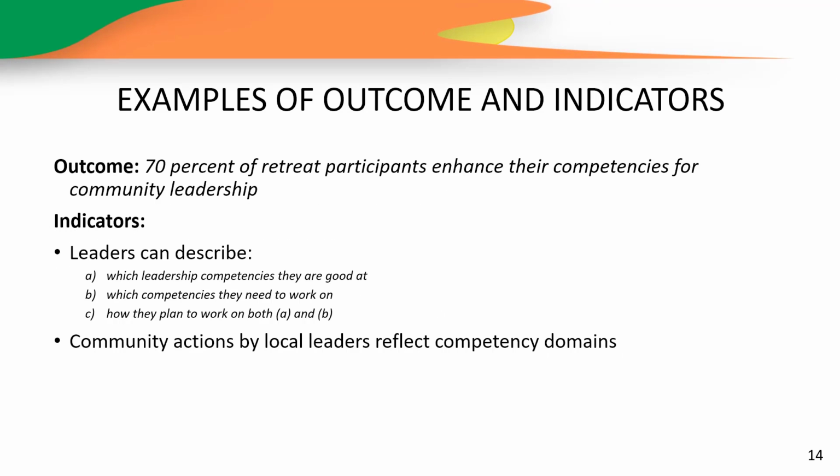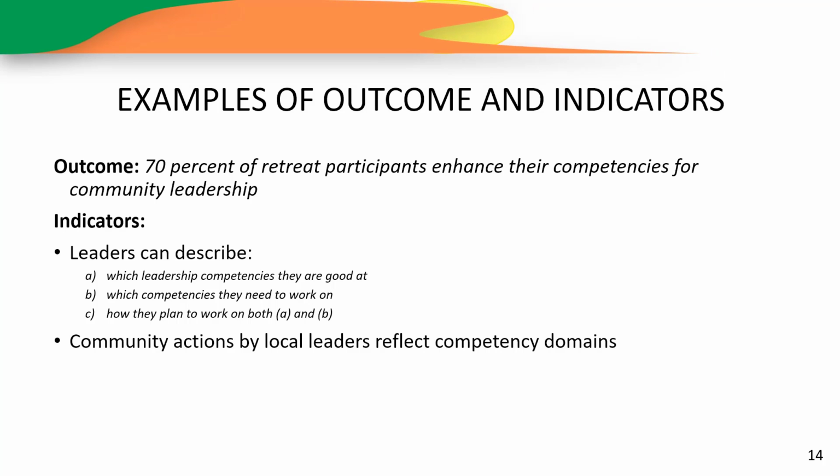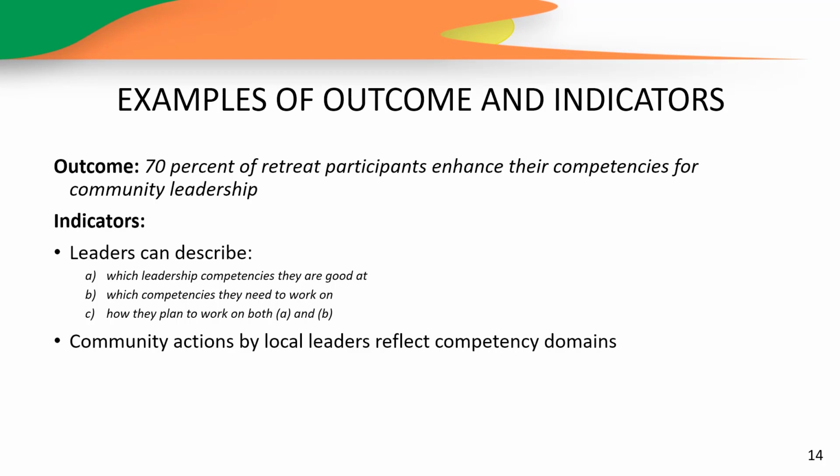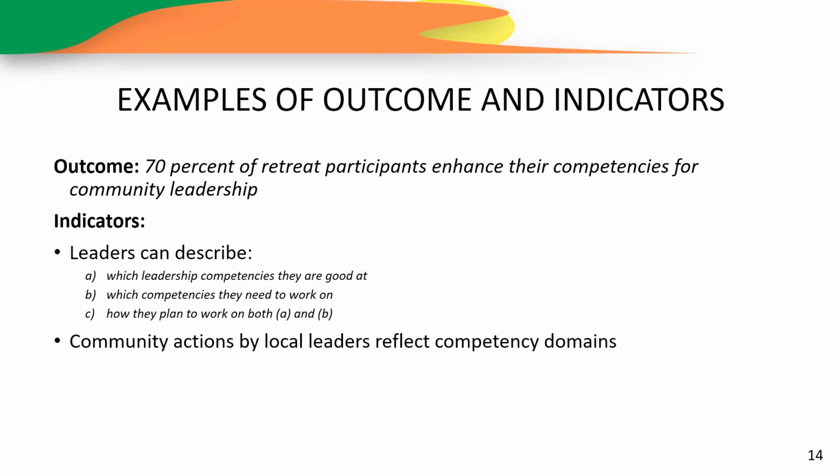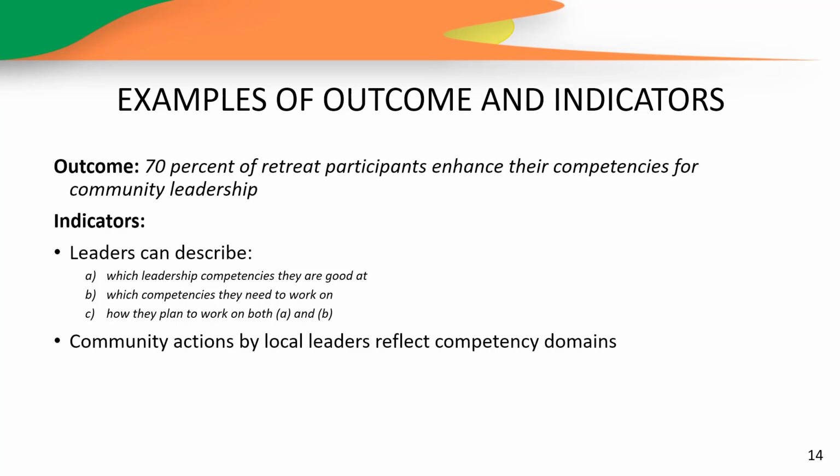So the other thing that we've talked about is the importance of outcomes. Not only the outcomes, but the indicators that will show you how you've achieved that outcome. This is important to understand because this will help you shape the data that you collect. And in this case, we've used an outcome that says 70% of retreat participants enhance their competencies for community leadership. So that's the outcome that you're looking for, that they will show an improvement in the competencies that you've articulated are important for community leadership.